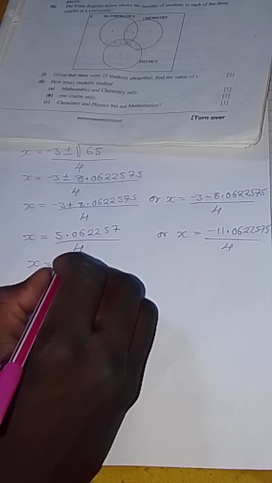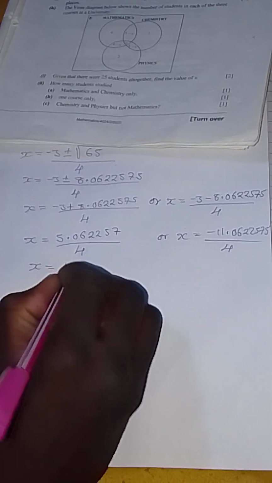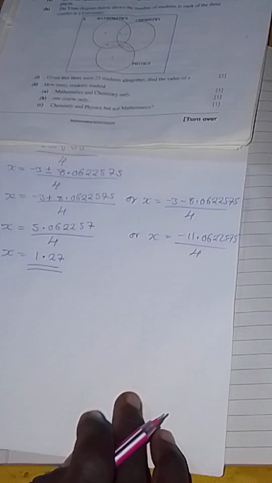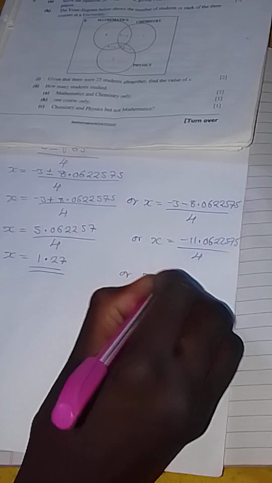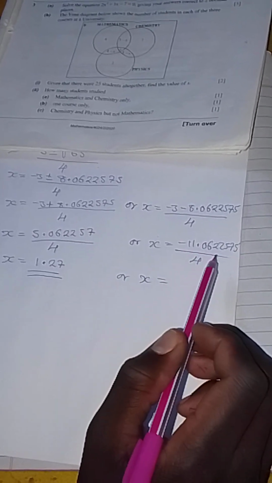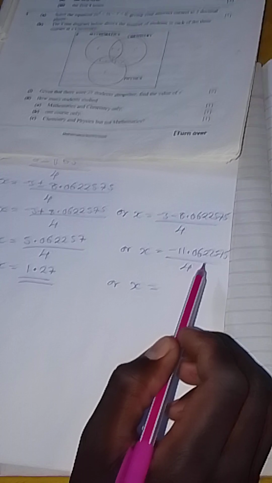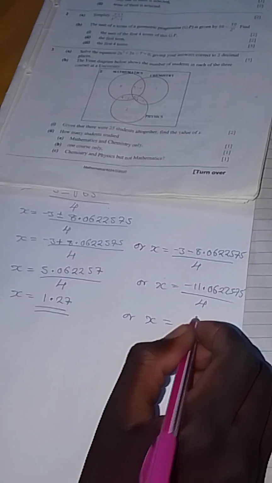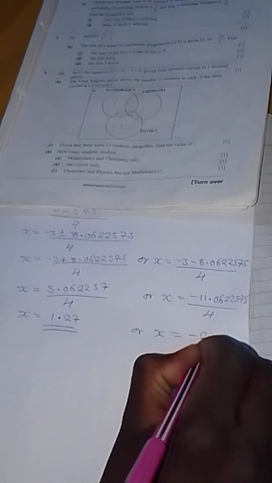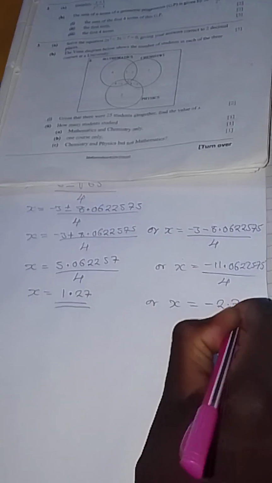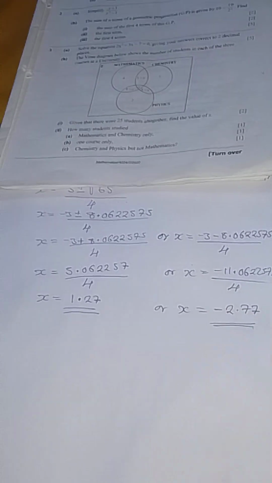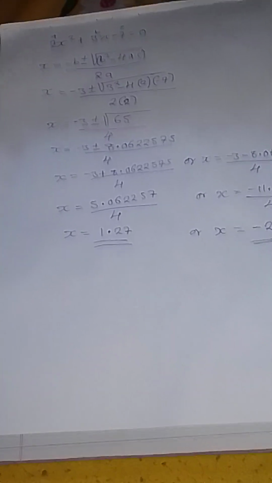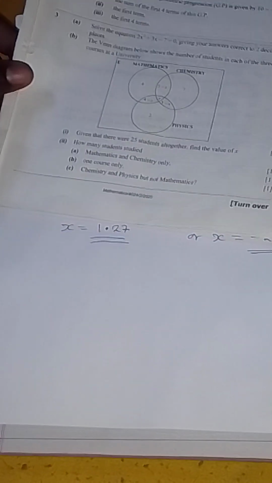Then if you divide, here 5.0622575 divided by 4 will give us 1.27 to 2 decimal places. Then this side, x = -11.0622575 divided by 4 will give us -2.77 to 2 decimal places, which means we are done with question A. We go to question B.